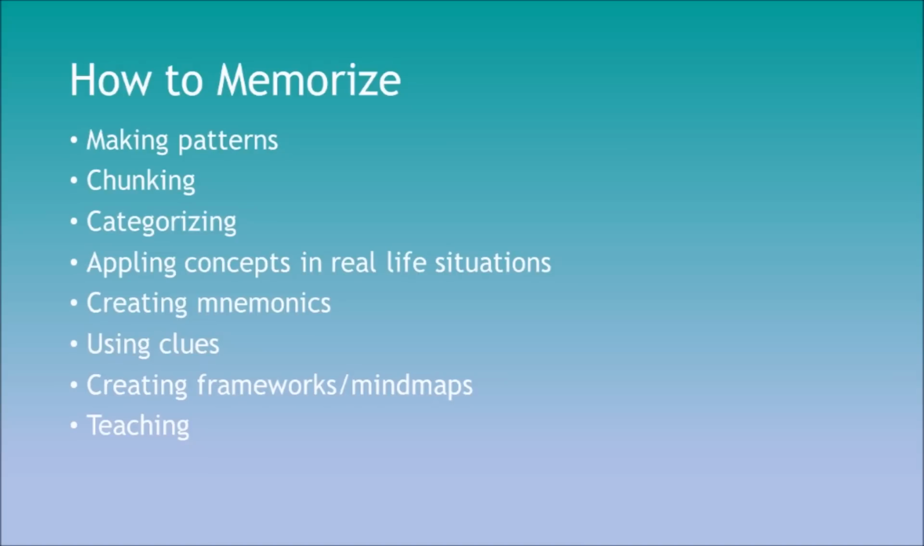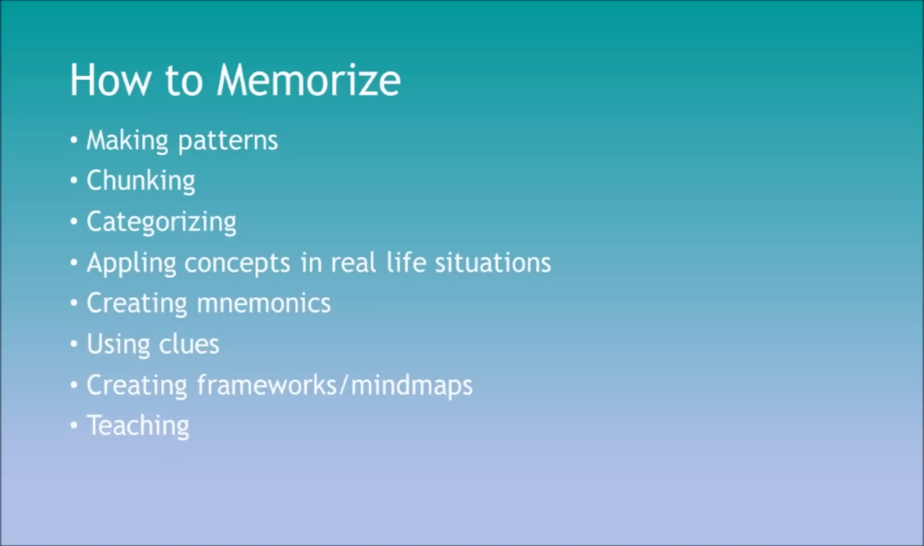Next strategy is using clues. If you have a group of similar things or diseases to memorize, try to look for clues that differentiate one from the other. Develop mnemonics or memory hooks to remember those clues.